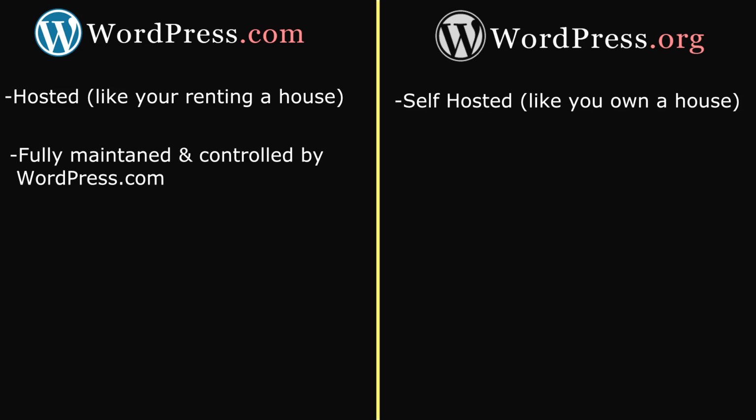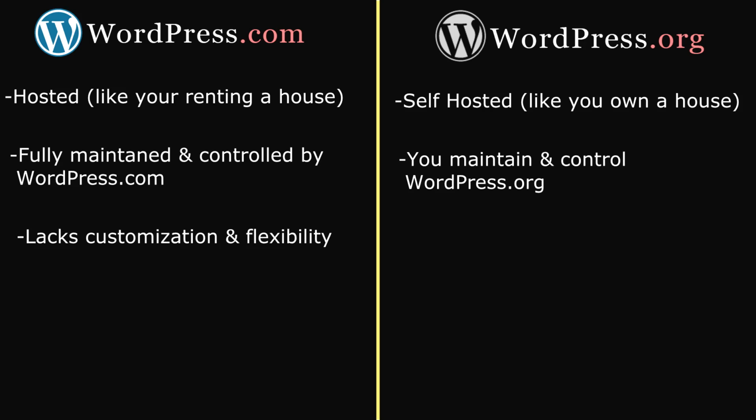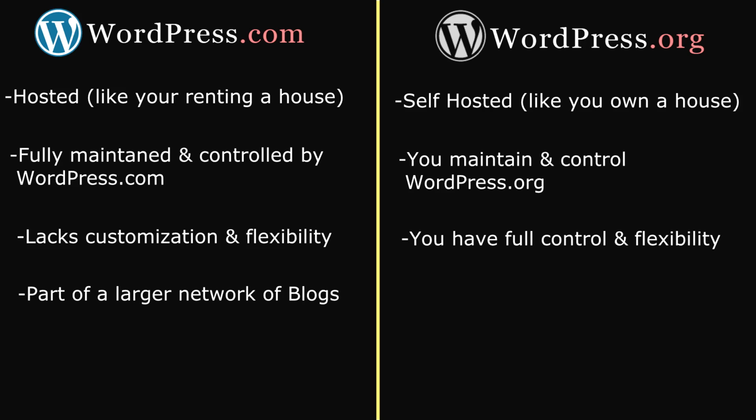WordPress.com is fully maintained and controlled by the WordPress staff, but with the .org, you maintain and have full control of your website. This means that WordPress.com lacks customization and flexibility, especially when you compare it to WordPress.org. Also, WordPress.com is part of a larger network of blogs, whereas in WordPress.org, the site is independent.